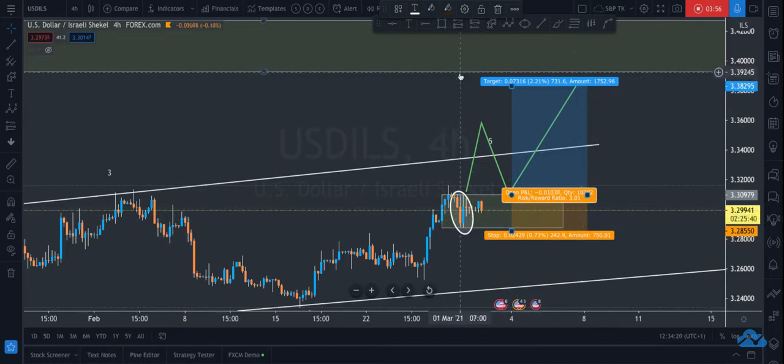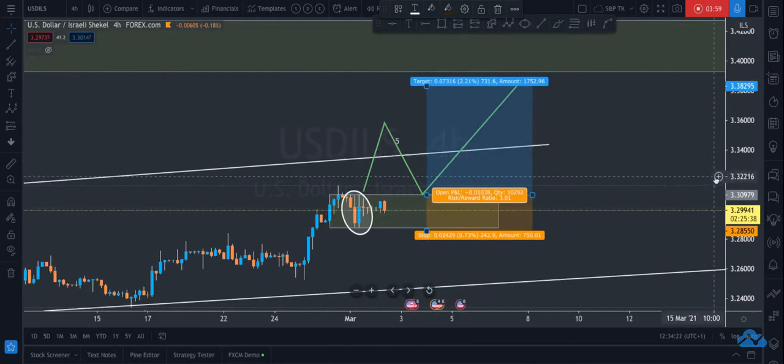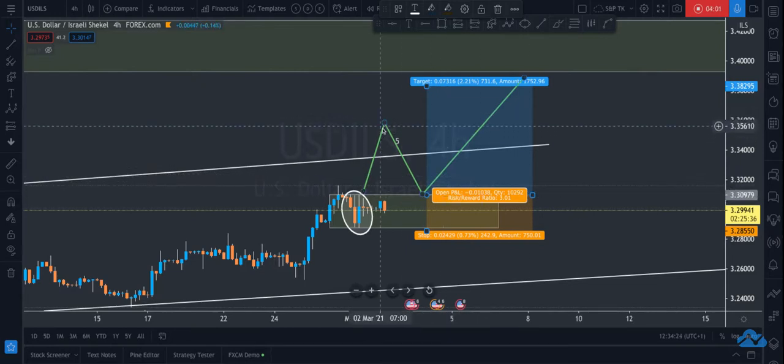Just a few pips below this kind of structure, but it is very important to wait for the price to break this structure, go up, okay, and then retest the structure itself. Don't go long just on the breakout. This is very important.